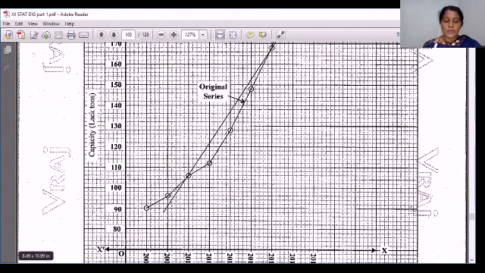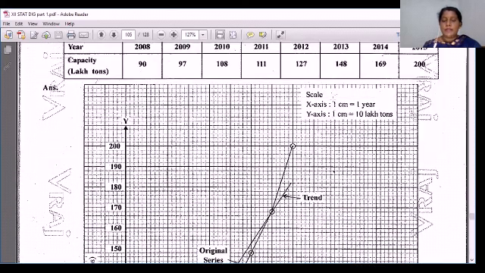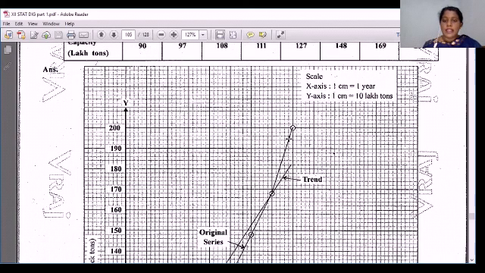So here you have to draw two lines to show the approximate value. It means after 0 we are directly taking 80 now, that's why we have to draw two lines, right? And on the scale you have to write: x-axis 1 centimeter equals 1 year. Then on the y-axis 1 centimeter equals 10 lakh tons, that you have to write.